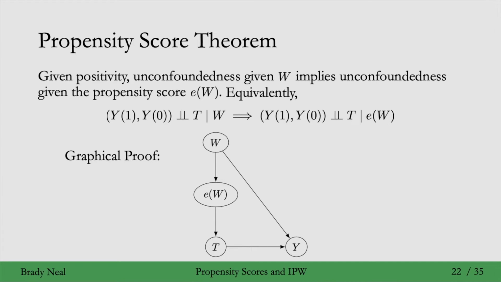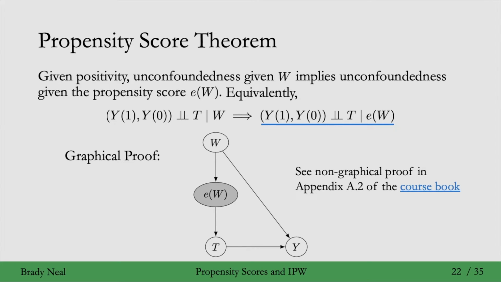So now we have a node in the graph for the propensity score. And what this theorem is saying is that if W blocks all backdoor paths from T to Y, then that implies that E of W, the propensity score, blocks all backdoor paths from T to Y, which should hopefully be graphically clear now. If you want to see a non-graphical proof using just equations, then go ahead and check out Appendix A.2 of the course book.